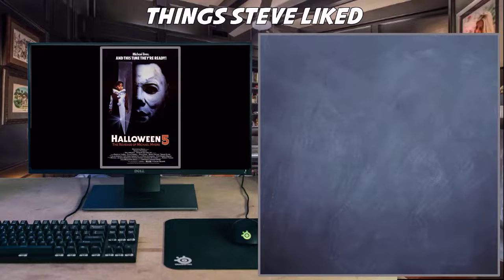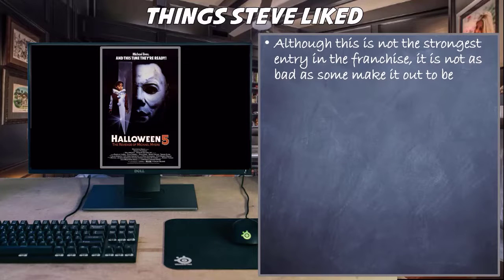So let's talk about the things I liked about this film. Right off the bat, I need to say this. Although this is not the strongest entry in the Halloween franchise, it is not as bad as some make it out to be. There are worse films in the Halloween franchise than Halloween 5. Halloween 5, certainly not the strongest entry in the series, but certainly not the worst either.